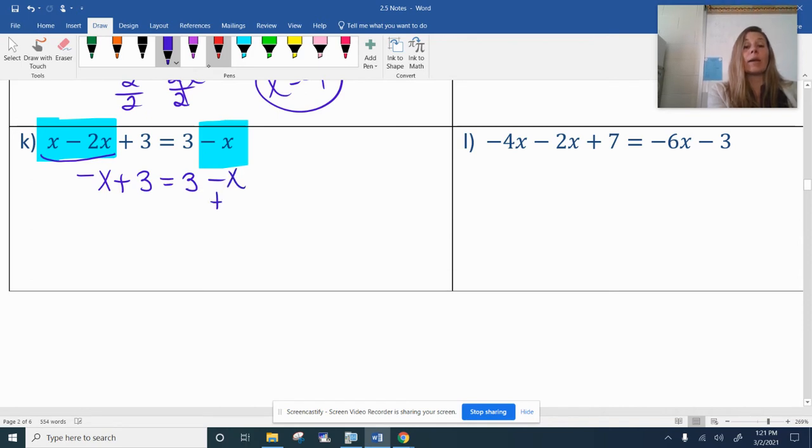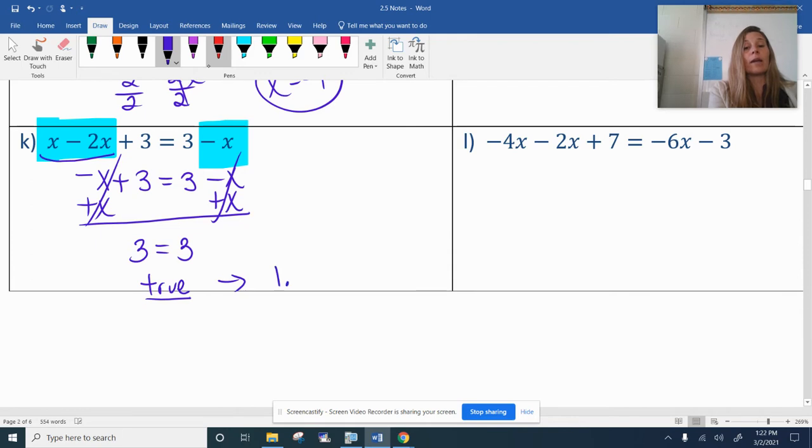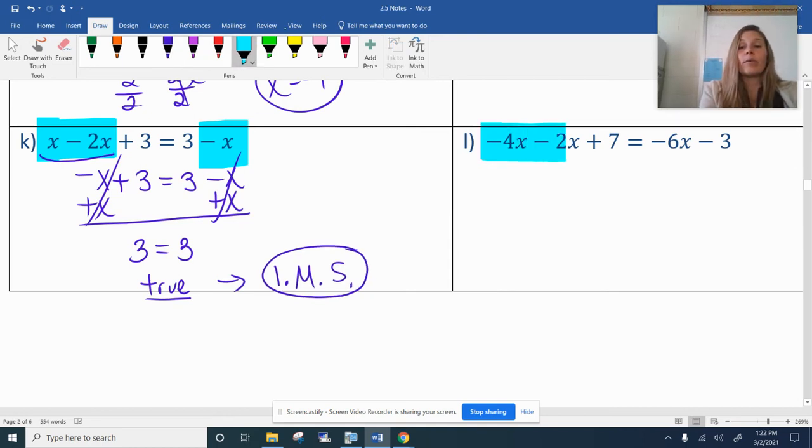Okay, so now I can go ahead and add that x over. And when I do that, look what happens. They both cancel, and I'm just left with this 3 equals 3. Now, of course, that is a true statement, so that means that there are infinitely many solutions, or as I like to say, IMS is our solution here. All right, and then finally looking at example L is another similar situation where we have 2 x terms on the same side. So I'm going to go ahead and combine those first.